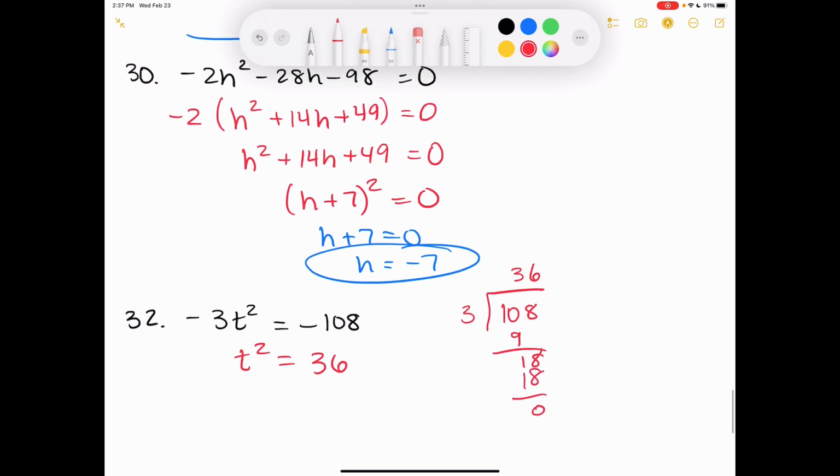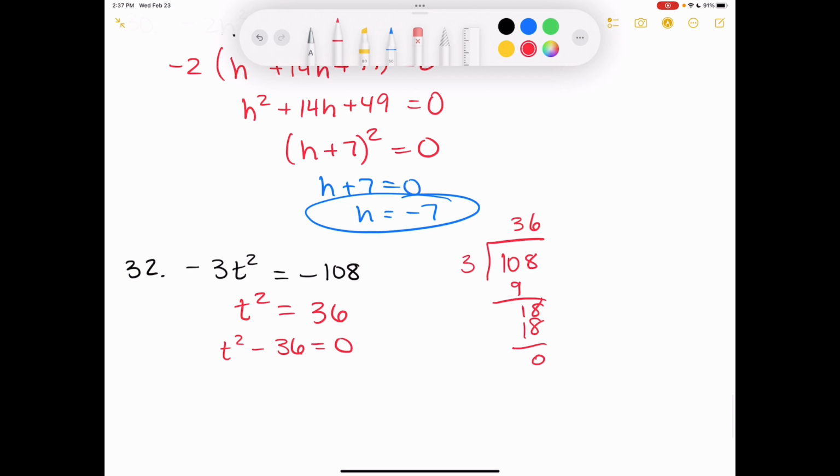All right, so then now I can move it to the other side. Or if you happen to know how to take a square root, you can get your answers doing it that way, but we're going to keep with the factoring trend. So t squared minus 36 equals 0.